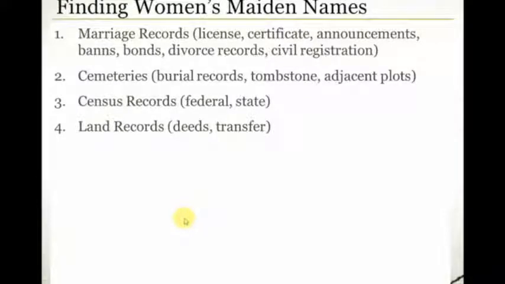Number four is land records. Now, land records seems like a little bit of an obscure thing for some of you, especially those of you who are brand new to genealogy.